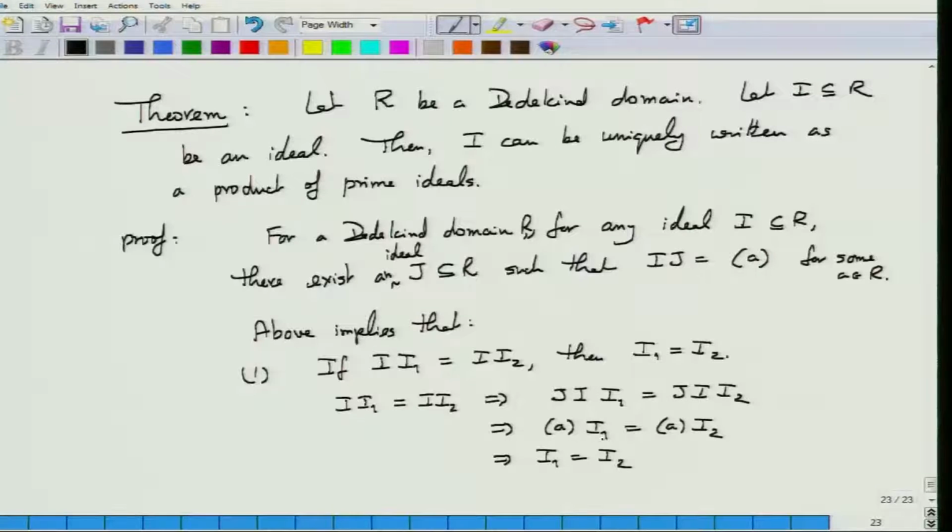Why? Take any element B of I1. Then AB is in A times I2. Okay, let's see that. Let me write it with a different ink. Correct?